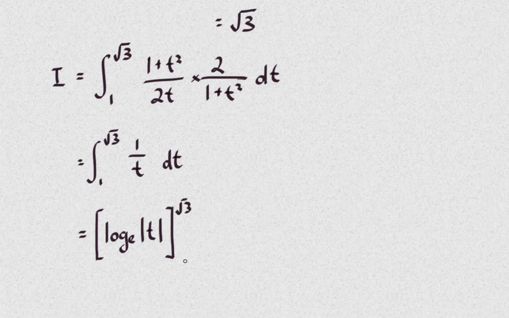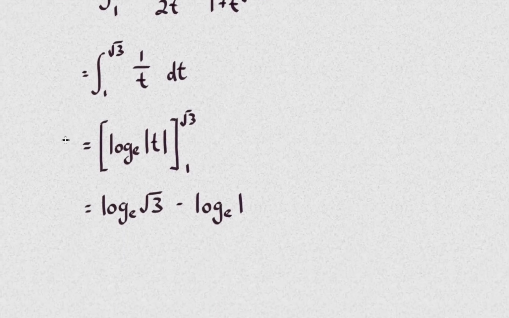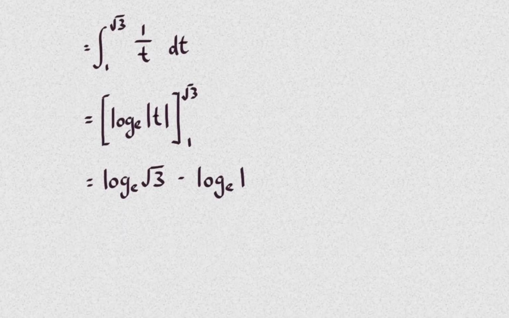And so all we need to do now is evaluate this. Because root 3 and 1 are both positive, we can ditch the absolute value signs now. And what is log of 1? Log any base of 1 is just 0. So this is simply log base e of root 3.